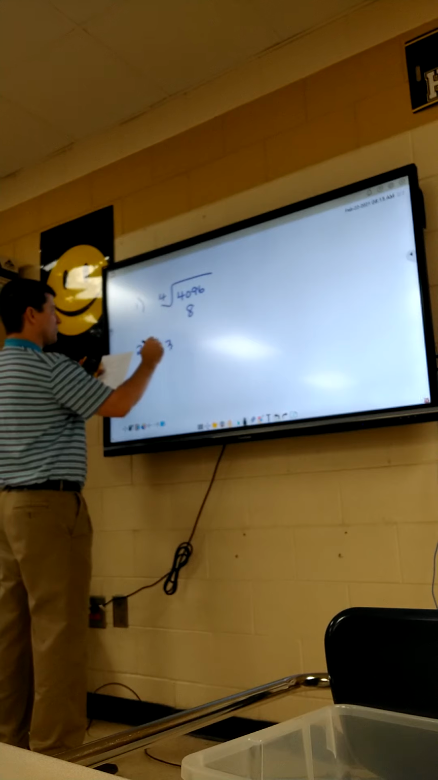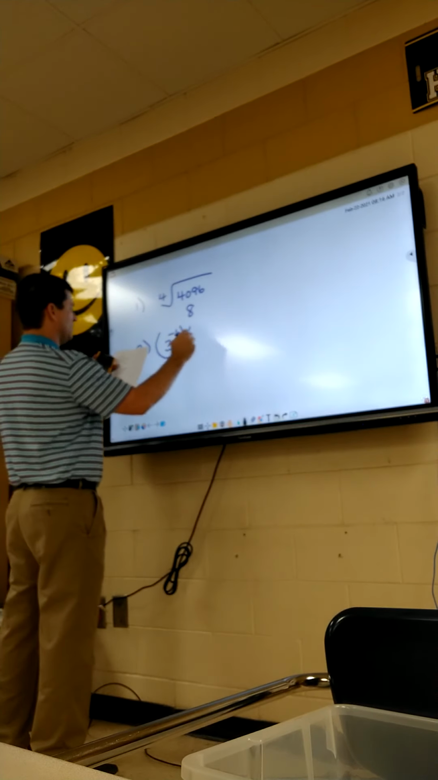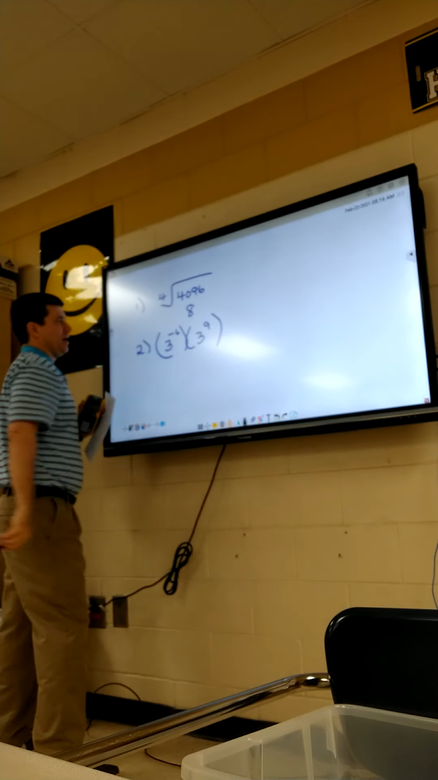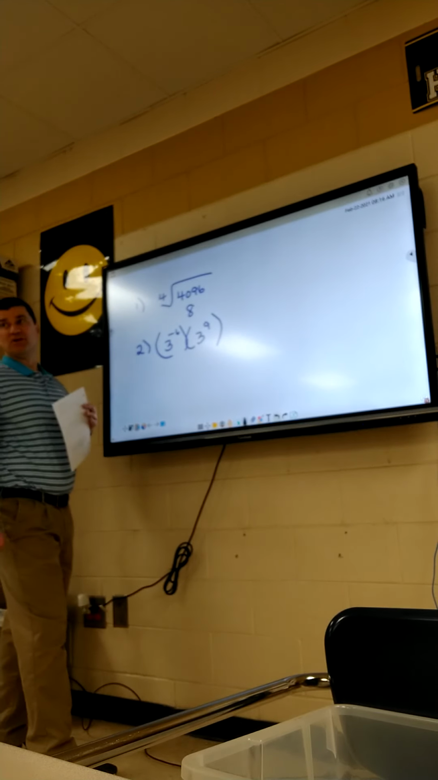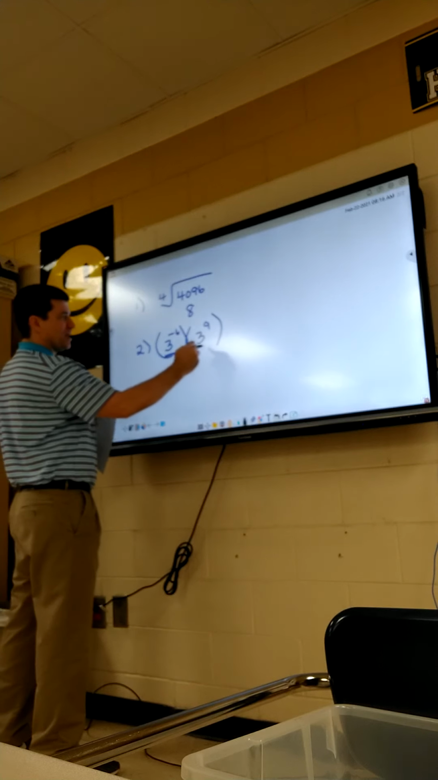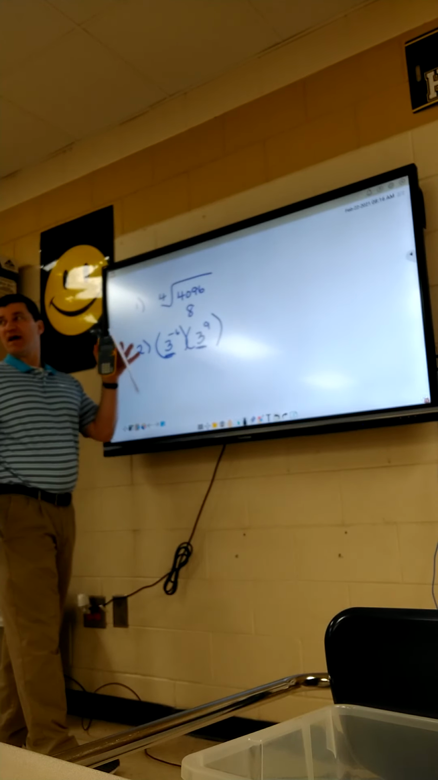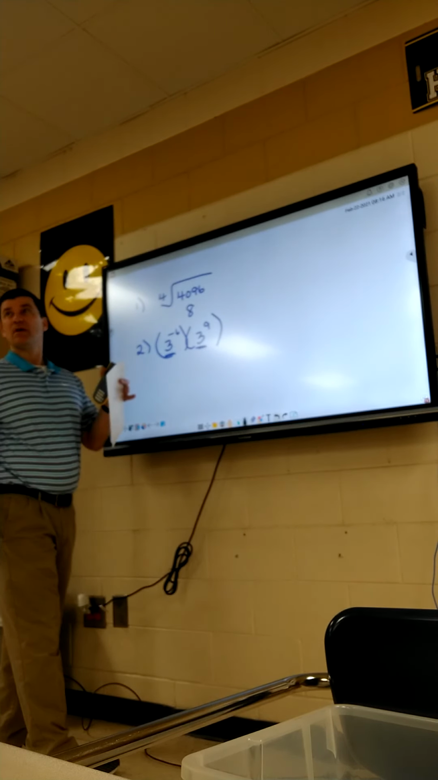Number 2, I got 3 to the negative 6 and 3 to the 9th. Hey, y'all can type this in just like it is, but there's a faster way to do it. Look, aren't these exactly the same? All you got to do is add the exponents, right?